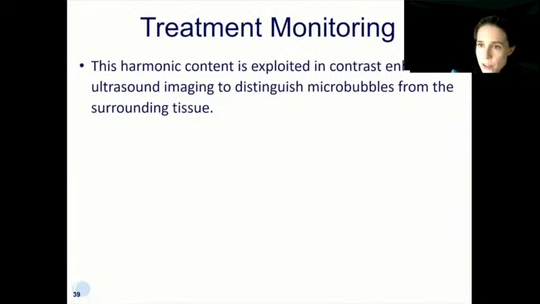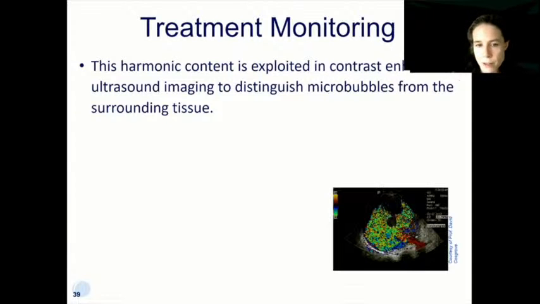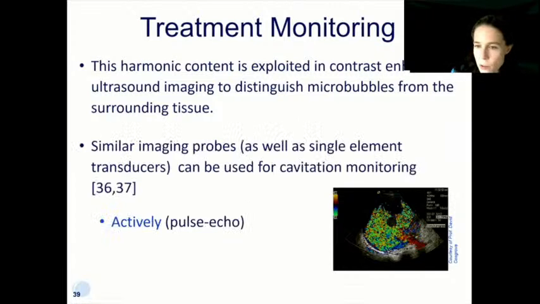It's that harmonic content that allows us to distinguish a bubble signal from the surrounding tissue. And that's an effect that's already exploited in ultrasound imaging. Bubbles are widely used as contrast agents. They're injected into the bloodstream, and their nonlinear echoes can be detected. And so that's one thing we can use for treatment monitoring as well.